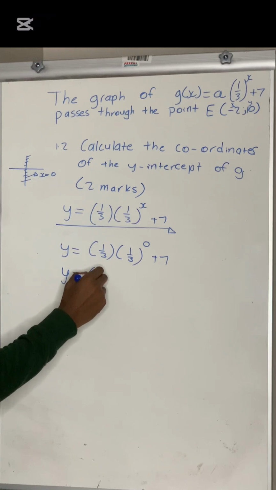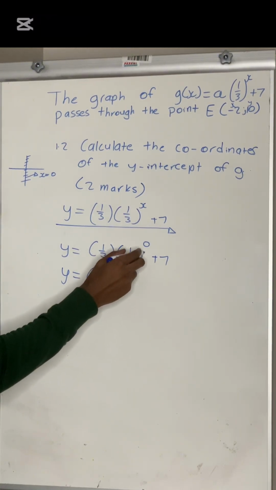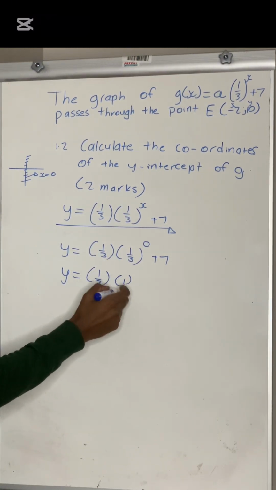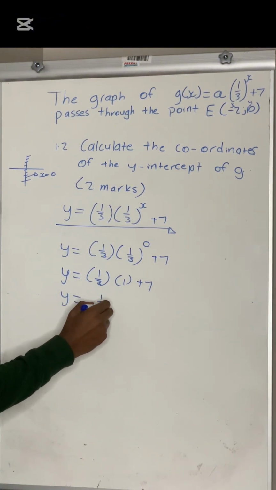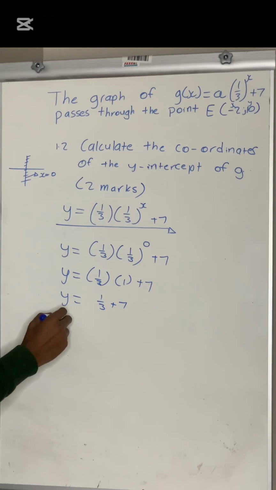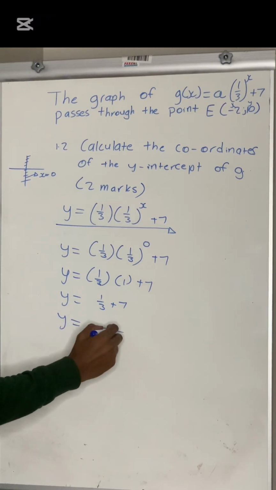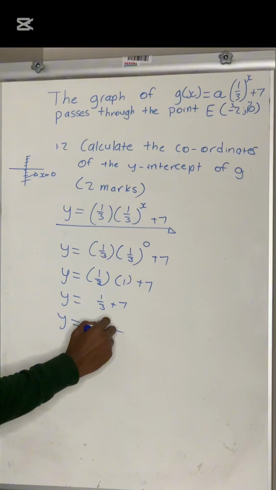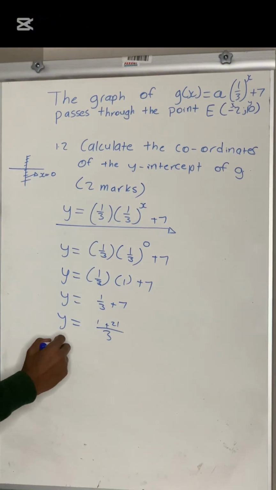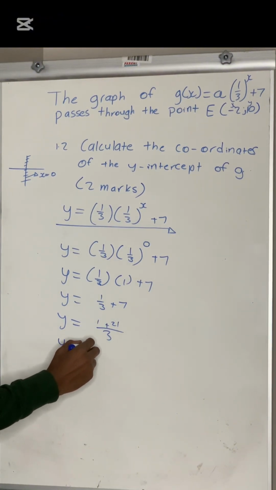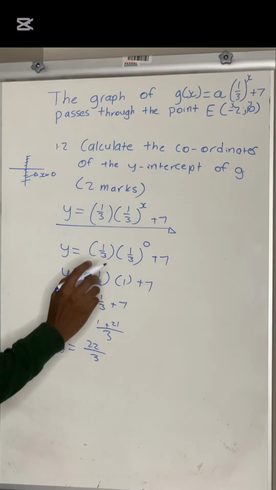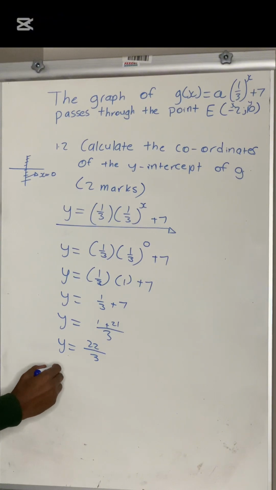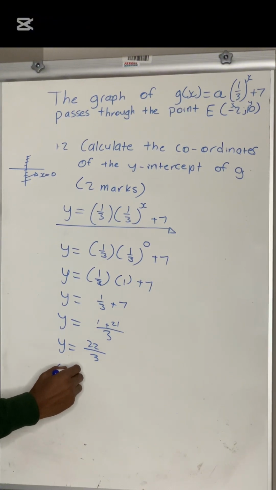y is equal to 1/3 times (1/3)^0, that's simply 1, and then plus 7. y is equal to 1/3 plus 7. You can use your calculator or you can use your head. So it's going to be (1 + 21)/3. So y is equal to 22/3. So the coordinates, because remember we're trying to find the coordinates, are going to be (0, 22/3).